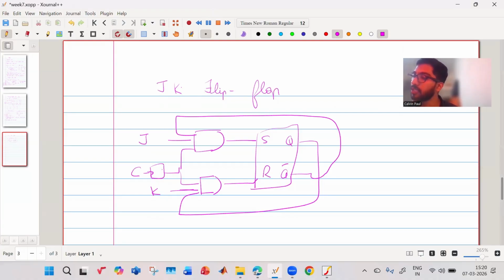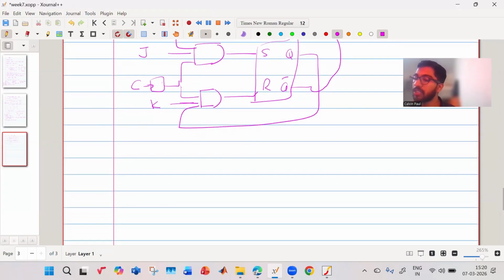So in this truth table, the condition that S and R cannot both be 1 is prevented, and we get a new truth table. If this is your clock and you have J and K, we are trying to find Qn plus 1 and what action is happening. If the clock signal comes and at that instant J is 0 and K is 0, then Qn plus 1 will remain as Qn. Okay, there will be no change.